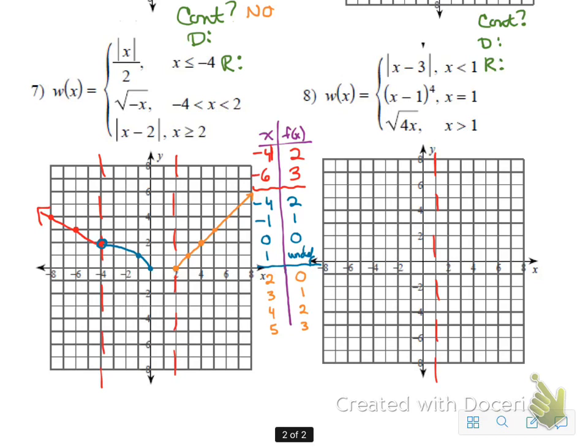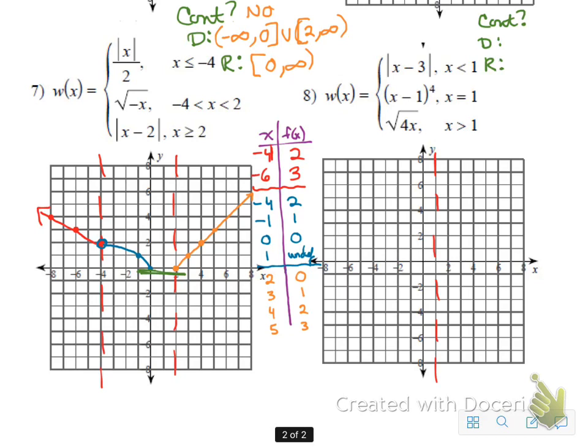The domain is from negative infinity, and then there's a break there, so from negative infinity to 0. Now that was a closed point, so it's a closed bracket. Union, that's another bracket, because that was defined, 2 to infinity. And then the range is going to go from 0 to infinity. The reason it goes from 0 to infinity is because the lowest y value here is 0, and then it goes up in both directions forever.